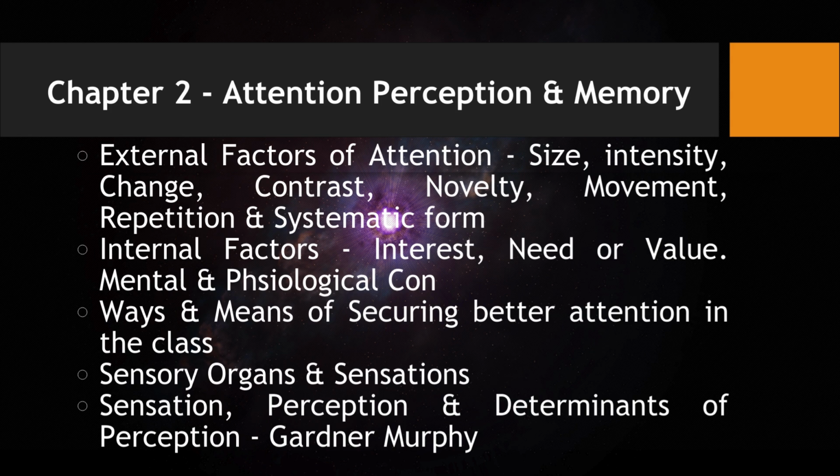So let's revise each and every objective factor: size, intensity, change, contrast, novelty, movement, repetition, systematic form. Size: a full page advertisement and cutouts of political leaders, advertisements holding large size. Intensity: a stimulus with high intensity, like loud sound, deep striking colors, and pungent smell. In the same way, while taking the class, a teacher raises his tone. He can overcome the disturbing noises coming from outside and retain the attention of the students on the ongoing lesson in the class.